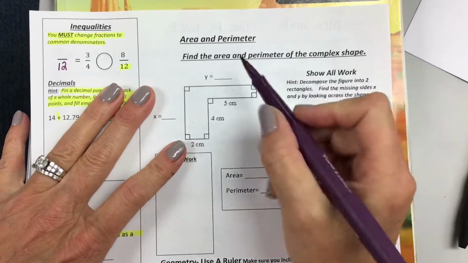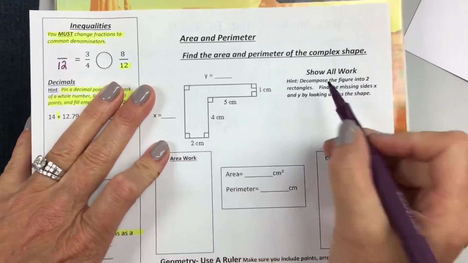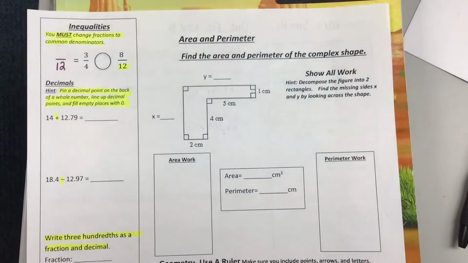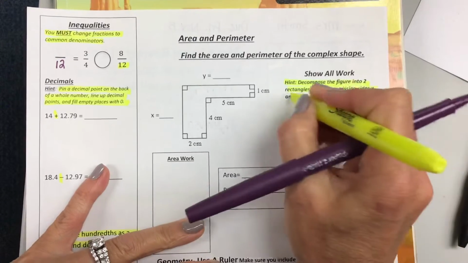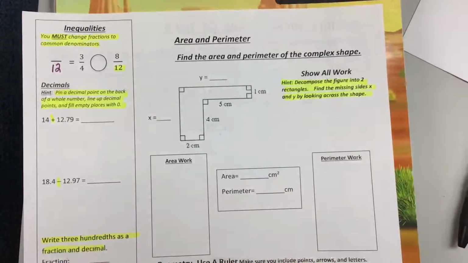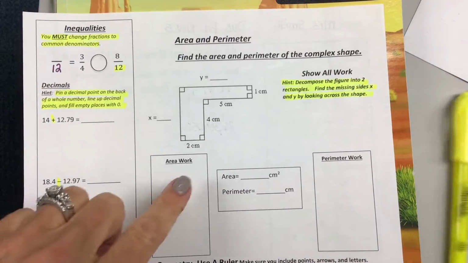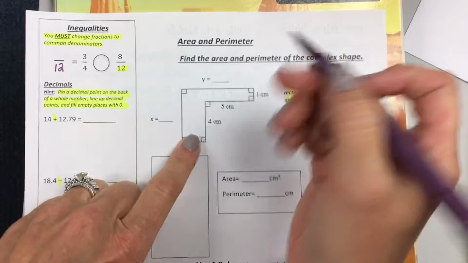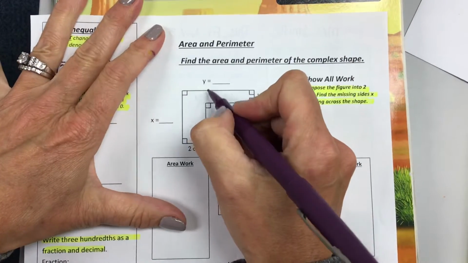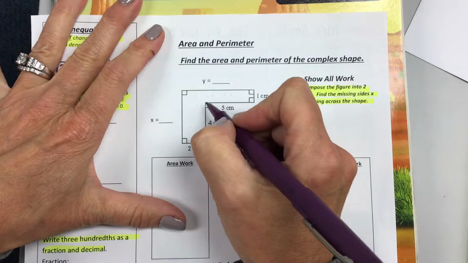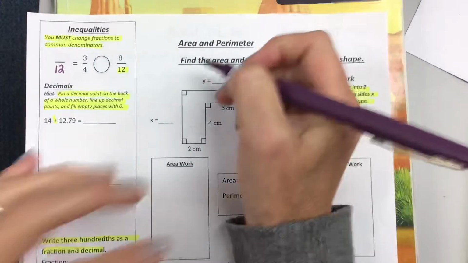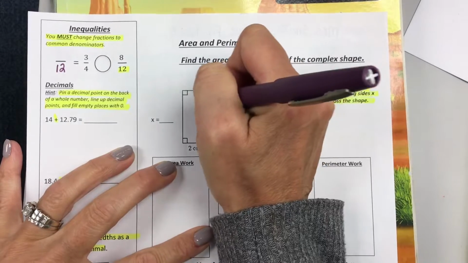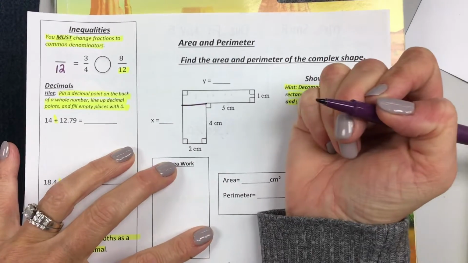Find the area and perimeter of this complex shape. Hint: decompose the figure into 2 rectangles. Find the missing sides X and Y by looking across the shape. We know that decomposing means we can draw a line here or here to break apart this shape into 2 rectangles. Today, I'm going to decompose it by drawing a horizontal line.